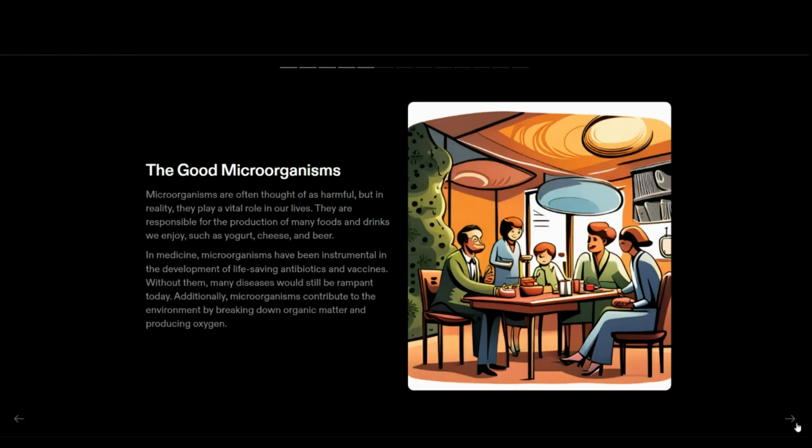The good microorganisms. Microorganisms are often thought of as harmful, but in reality, they play a vital role in our lives. They are responsible for the production of many foods and drinks we enjoy, such as yogurt, cheese, and beer, through the fermentation process, like curd. Microbes can be used in household products, and curd contains several microorganisms. The bacterium Lactobacillus, which we have seen in bacteria, promotes the formation of curd. It multiplies in milk and converts it into curd.